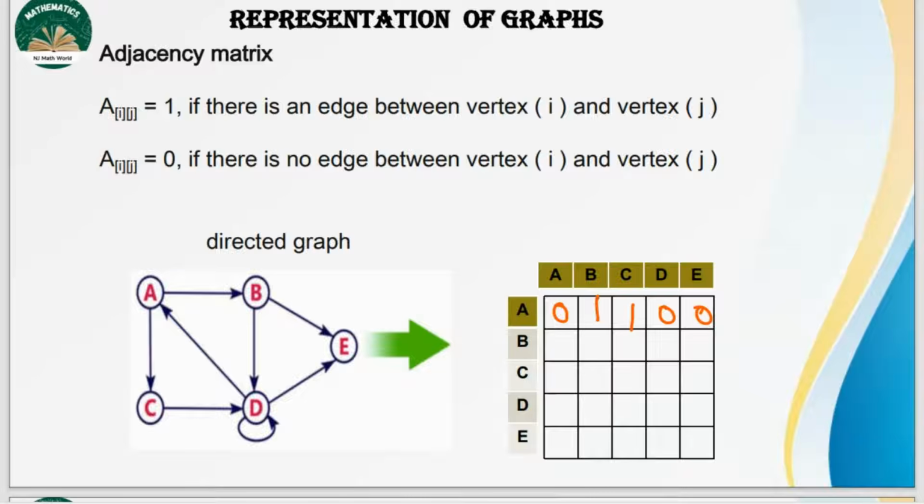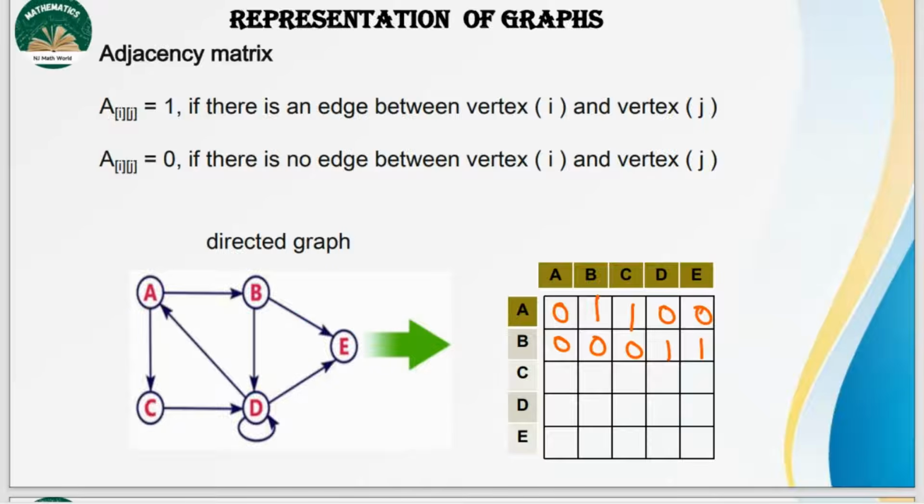It is B. B to A we have no connection, 0. B to B also we don't have a self loop. B to C also we don't have anything. Then B to D it is going, 1. B to E also it is going, it is 1. Then moving with the next one.